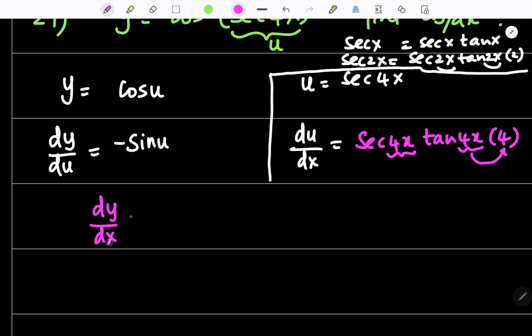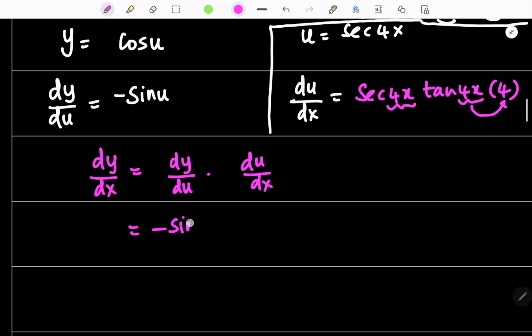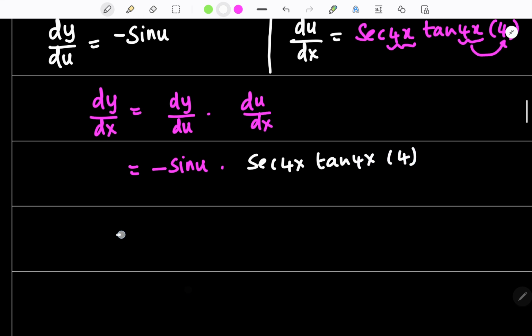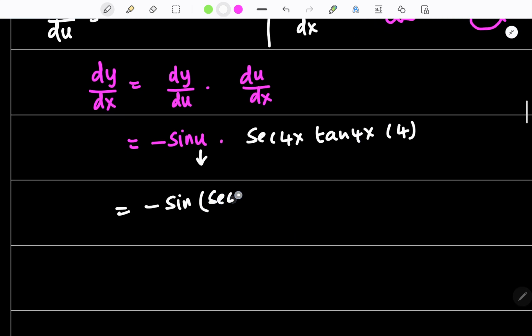So what is the formula? dy by dx is equal to dy divided by du and then du divided by dx. This is equal to negative sine u times, what is du by dx? Secant 4x times tan 4x times 4, right? So this u you have to change. What is u? We called u secant 4x. So sine secant 4x, and then secant 4x tan 4x times 4.